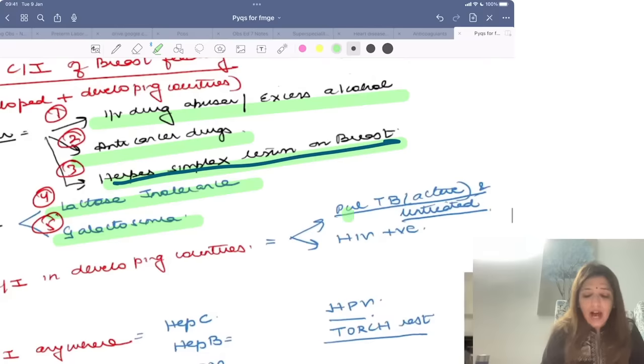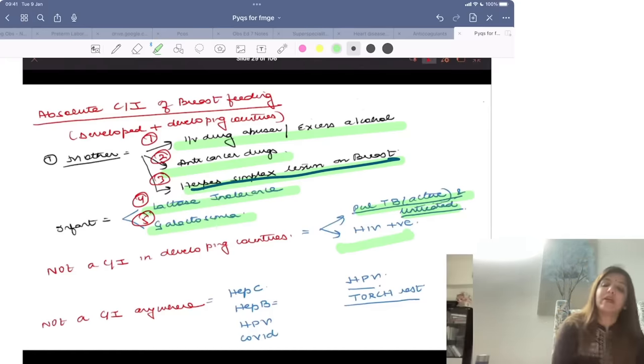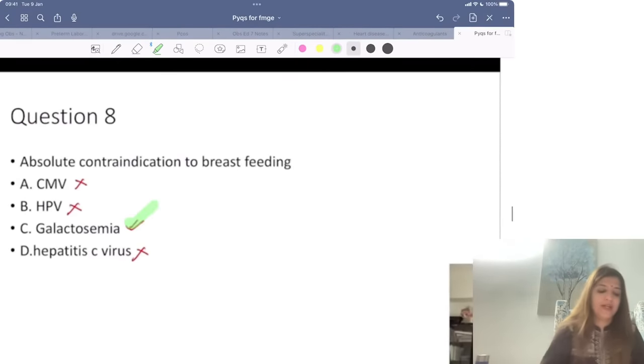As far as untreated pulmonary tuberculosis is concerned and as far as HIV is concerned, in developing countries, they are not a contraindication. Right? And iske alawa to koi bhi infection is not a contraindication, whether it is developing country, whether it is developed country. Hepatitis C, hepatitis B, HPV, COVID, TORCH test, none of them is a contraindication to breastfeeding. Right? Developed countries mein pulmonary tuberculosis untreated and HIV is a contraindication, but developing countries mein wo bhi contraindication nahi hai. That's not a contraindication. Right? If the patient is on warfarin, that's not a contraindication. Right? Warfarin is very safe during lactation. So, over here, the answer is galactosemia. Clear to all of you?